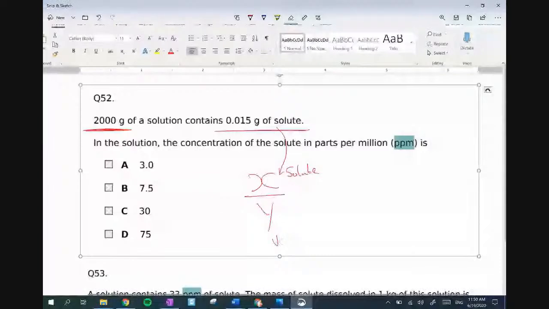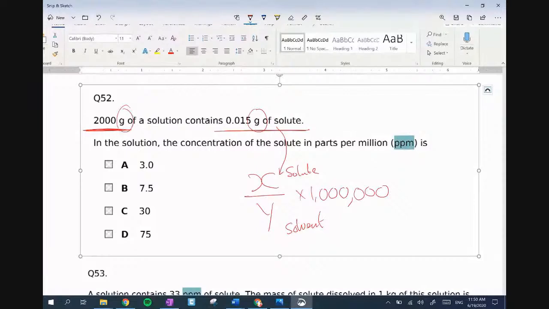So solvent. If you like, you can do solute over solvent, times a million. The units are the same as well, that's nice and easy. So 0.015 divided by 2,000 grams of solvent, times by a million, count my zeros, and I get an answer of B in parts per million. Not complicated, not difficult. Let's go for the next one.